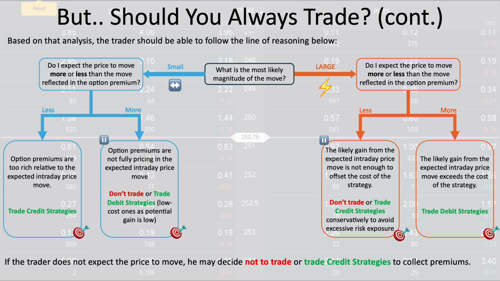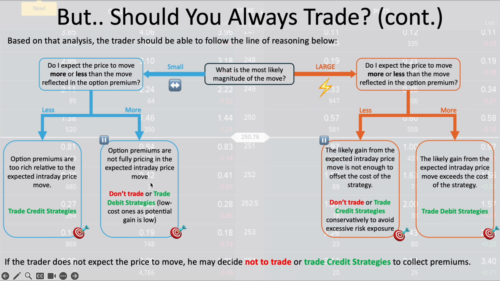But on the flip side, if I expect that the price move will be larger than the one expected by the market, and the market expects an even smaller move than I do, that means the premiums are very, very low. And so, because of that, it does not work to trade credit strategies, because the premiums are so small and do not compensate for the size of the move, even though it's small. And so you should not trade.